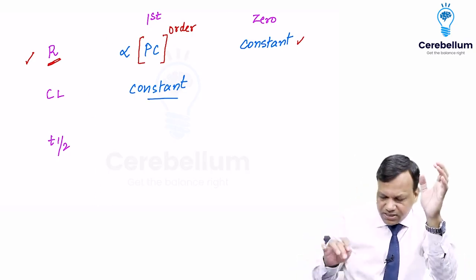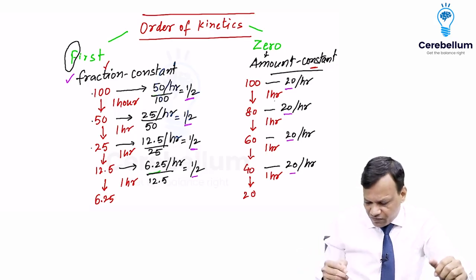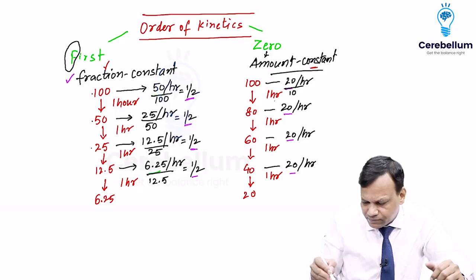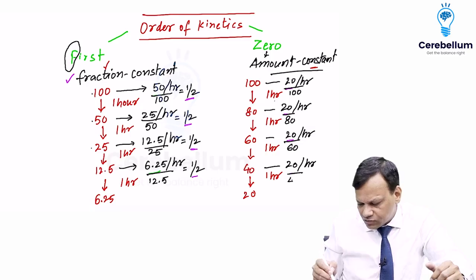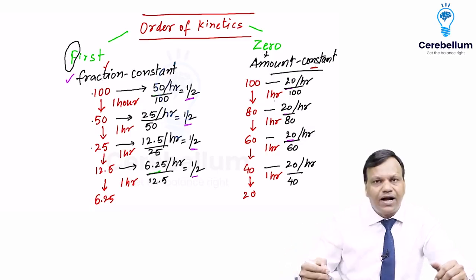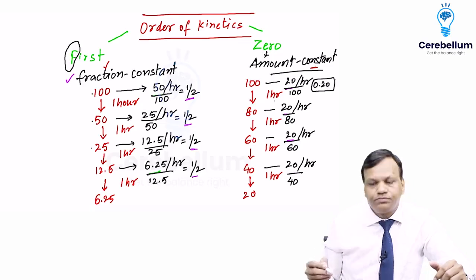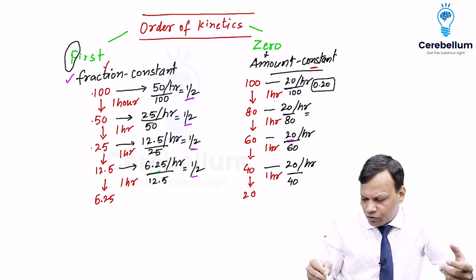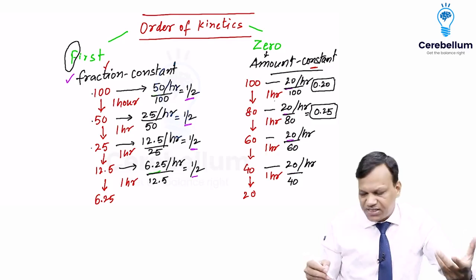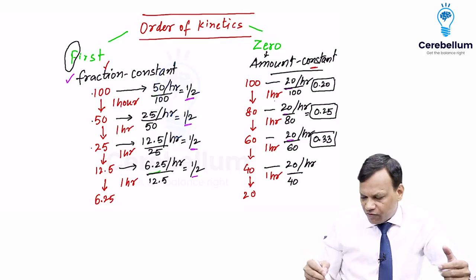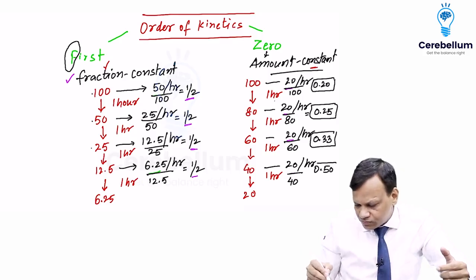Okay. Now we'll see the same thing in zero order. Rate of elimination we have already calculated. We will divide it by the corresponding plasma concentration. It is 100 here, it is 80 here, it is 60 here, it is 40 here. So that will become clearance. So 20 by 100 means 0.20. You can write 0.20. 20 by 80 means 1 by 4, and 1 by 4 means 0.25. 20 by 60 means 1 by 3, and 1 by 3 means 0.33. 20 by 40 means 1 by 2, which means 0.50.